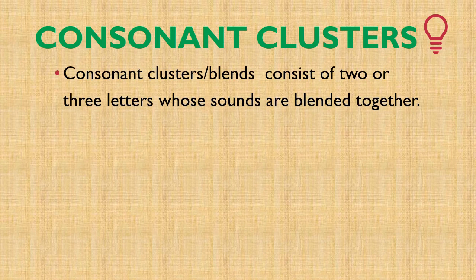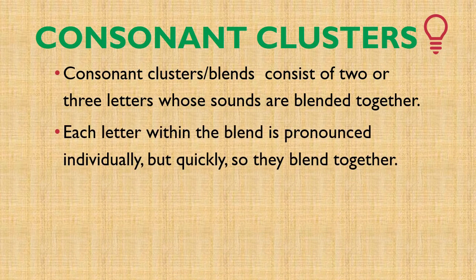Consonant clusters or blends consist of two or three consonant letters which are blended together, but you can hear the sounds of both consonants. Each letter within the blend is pronounced individually but quickly, so that they are blended together. You can also hear the sounds of two consonants.